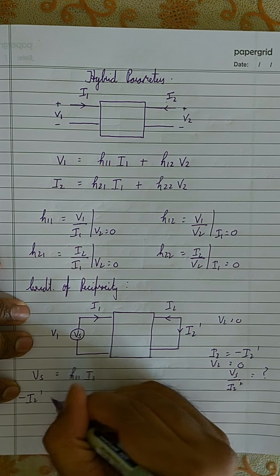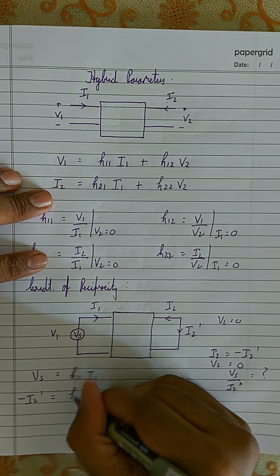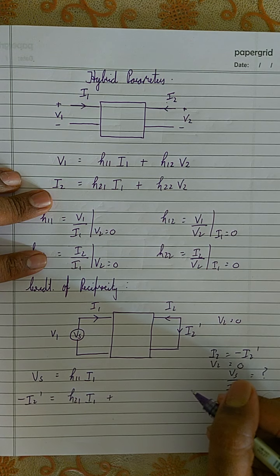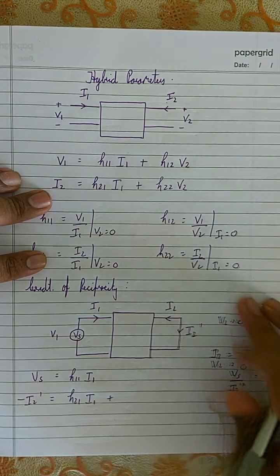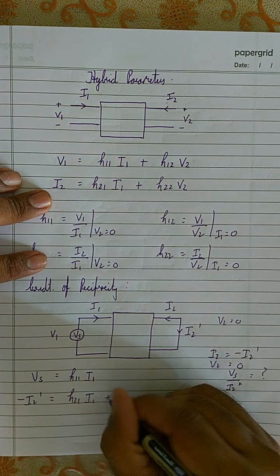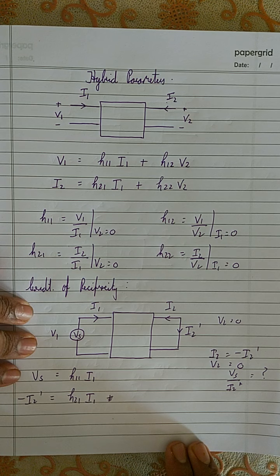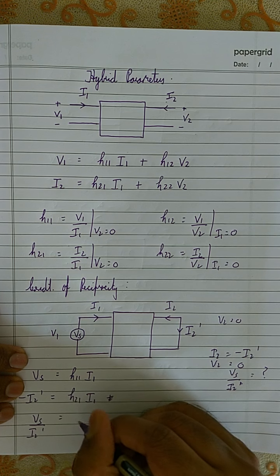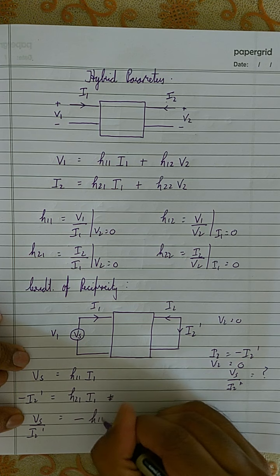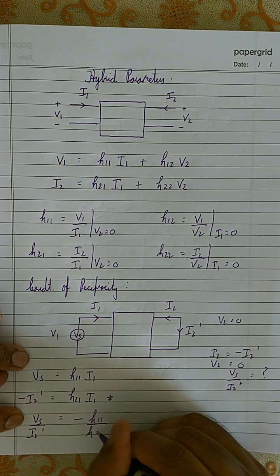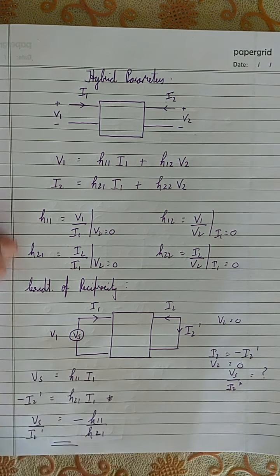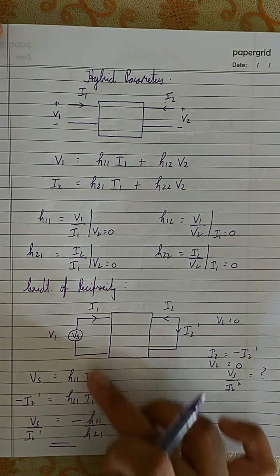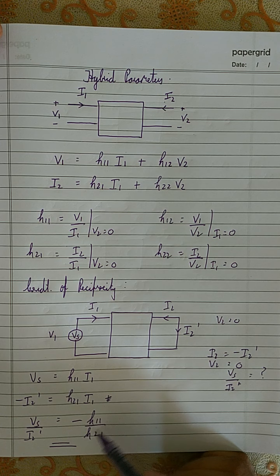So minus I2 dash is equal to H21 I1 plus H22 V2, and this is again equal to 0. So in that case, this is the equation. Therefore, Vs by I2 dash is equal to minus H11 by H21. This is the ratio of the excitation to response of case 1. Here I1 gets cancelled, that's why you got minus H11 by H21.